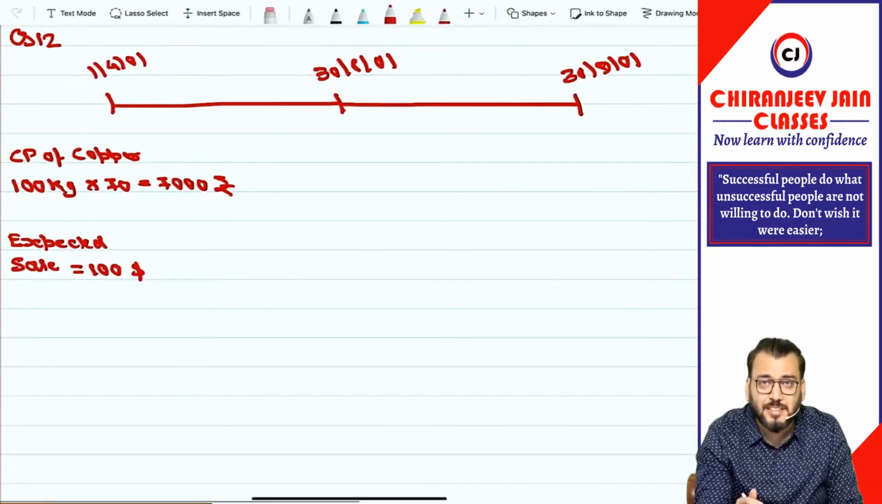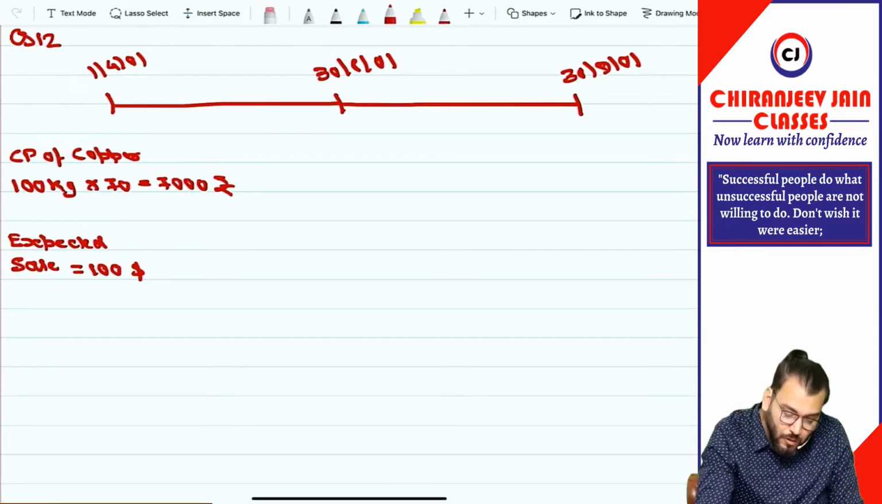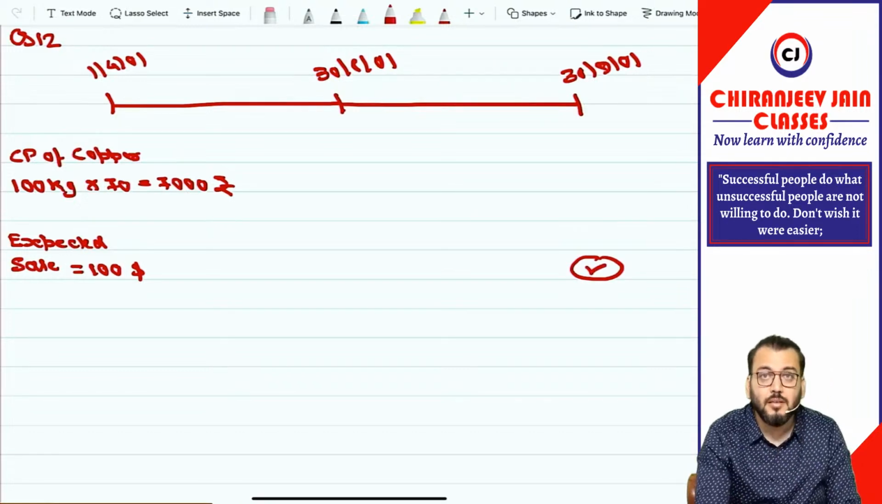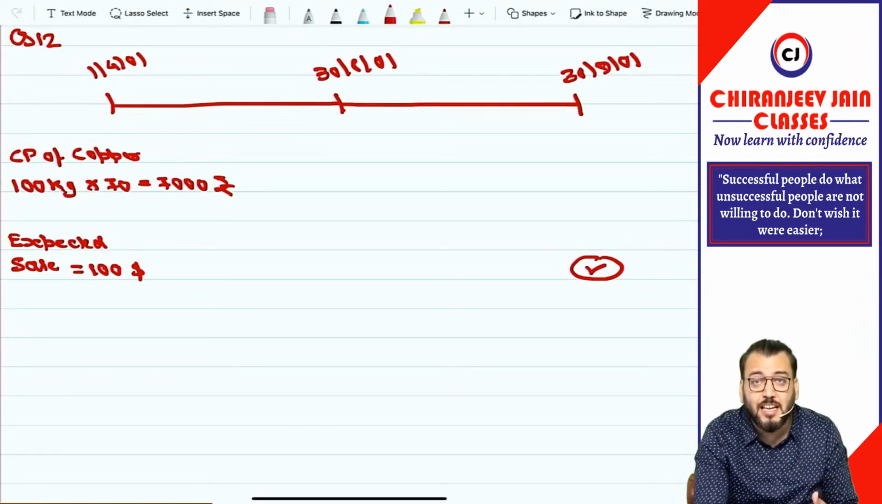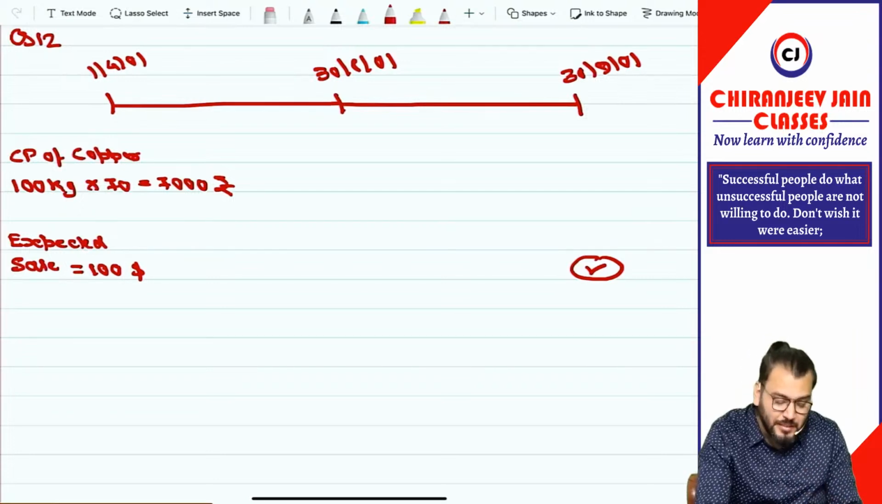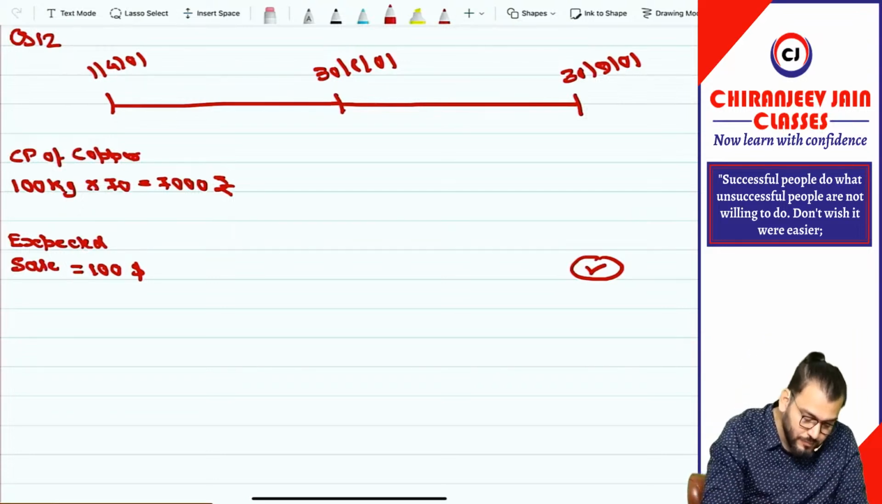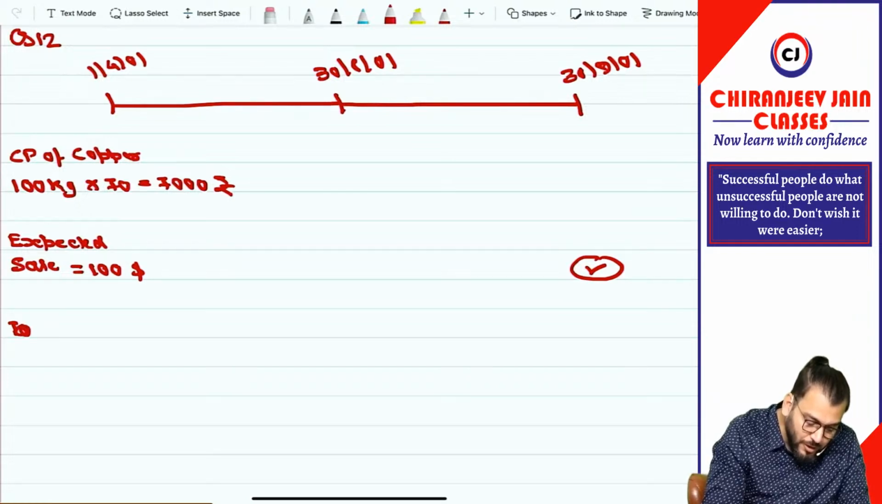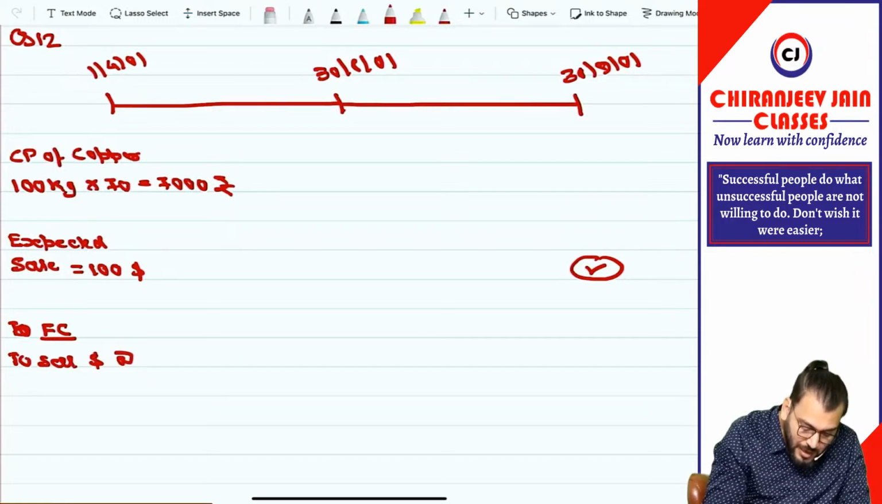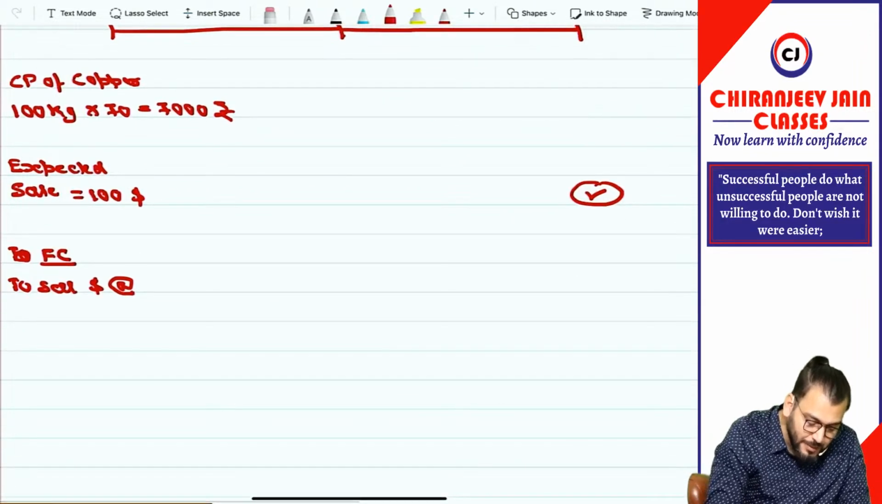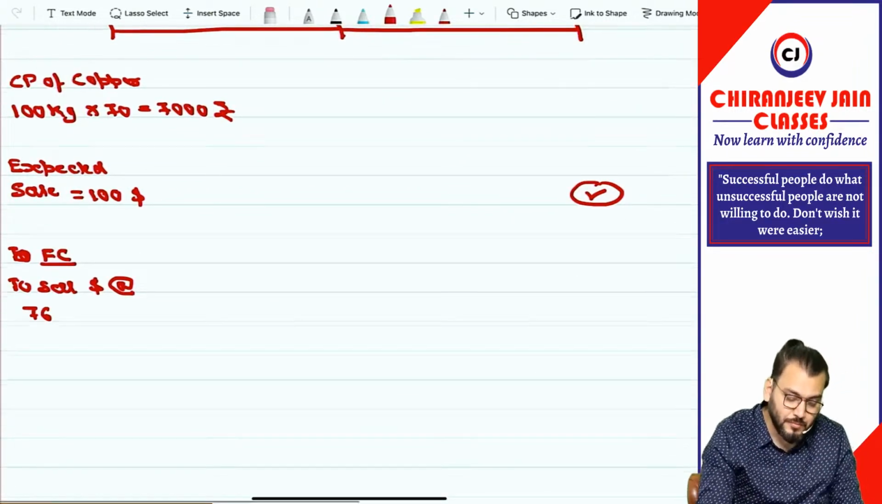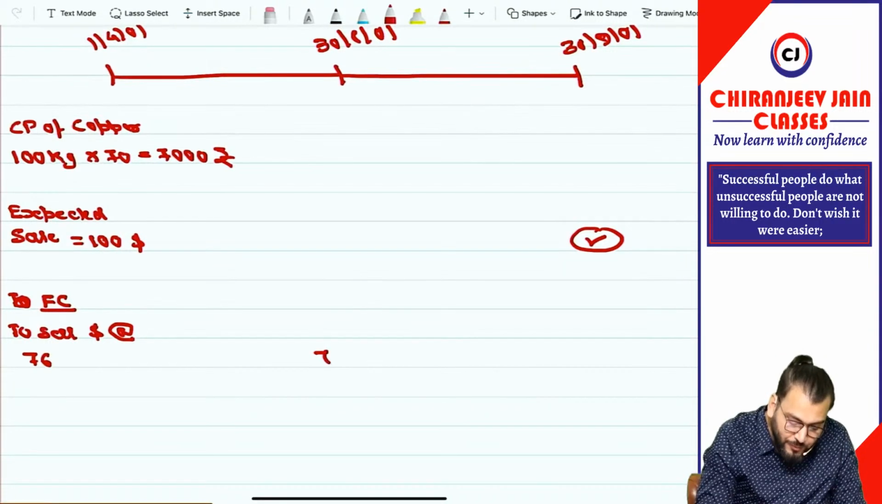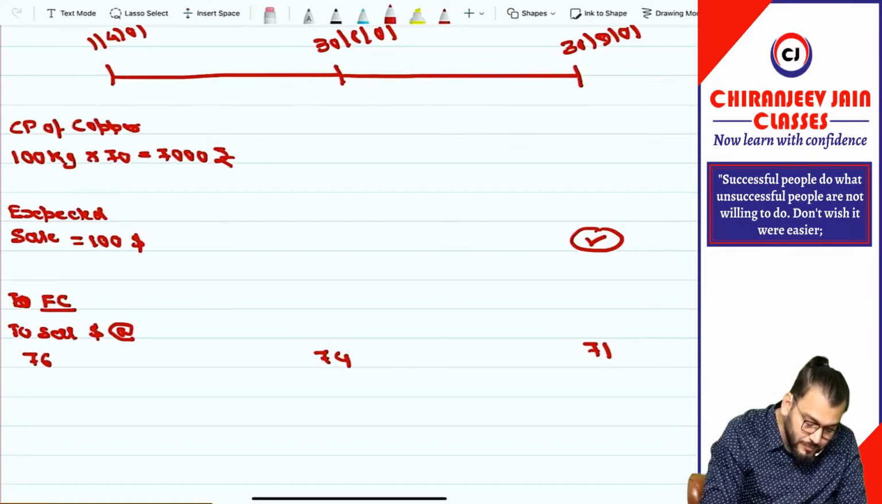It means there is an expectation that $100 will be received on this date, and because there is an expectation that the dollar rate may decline, therefore they have entered into a forward contract to sell dollar at 76 forward rate. Now the forward rate becomes 74, then it becomes 71. This is the forward rate.